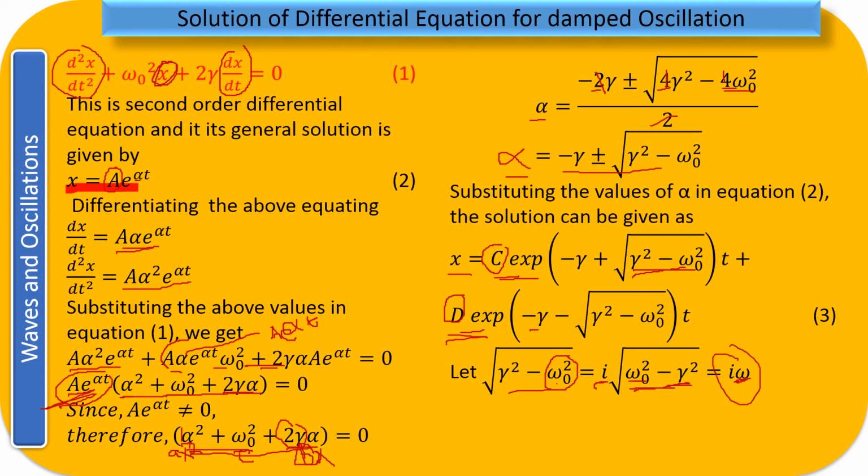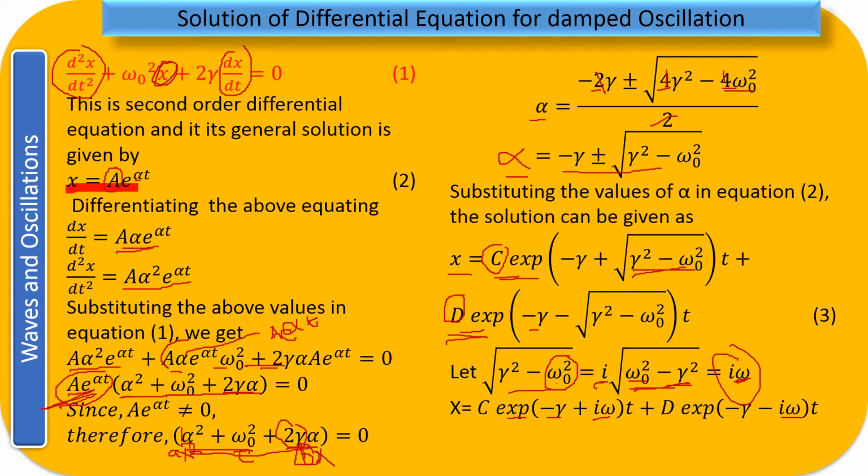This value I require to substitute in equation number 3 and solve it. Let us see which form it takes, right? So I have written x equal to C exponential minus gamma, and for this root I have written I omega, and again here I have written I omega into T. I have just substituted this value, that is gamma square minus omega naught square is equal to I omega, right? This is what I have taken in this case.